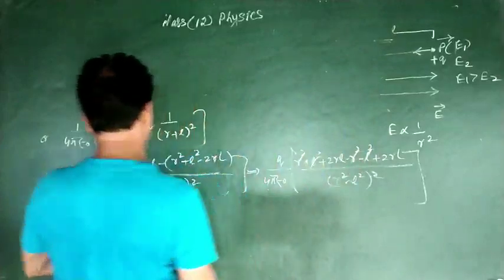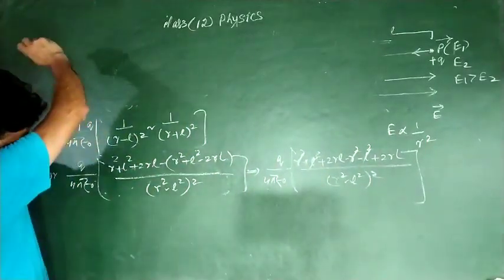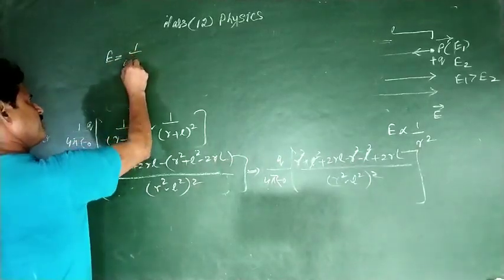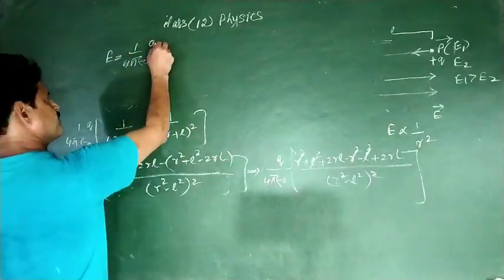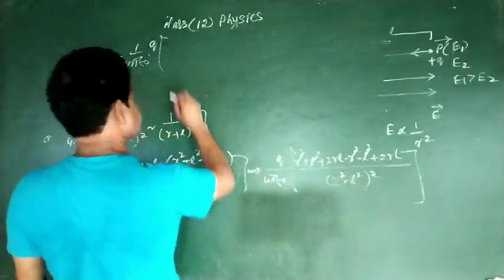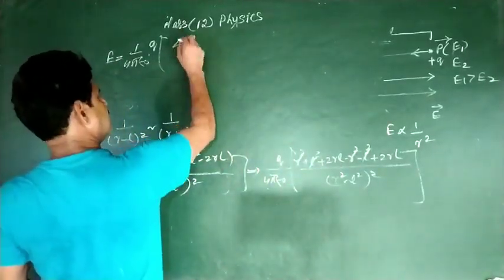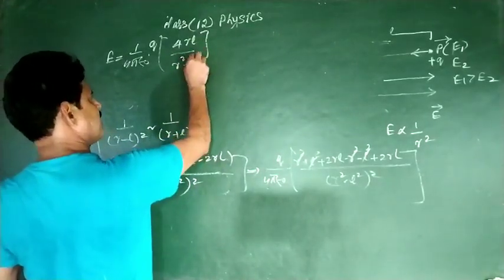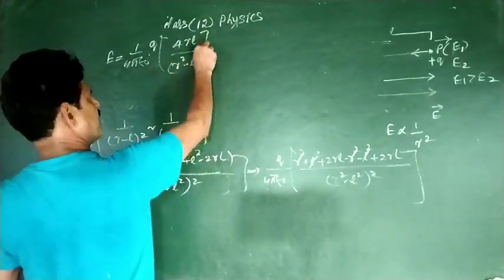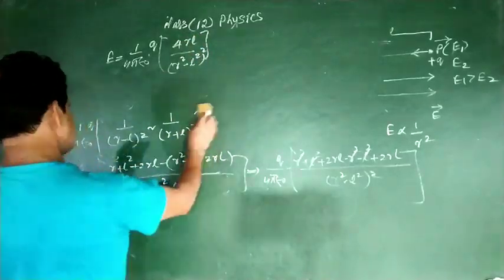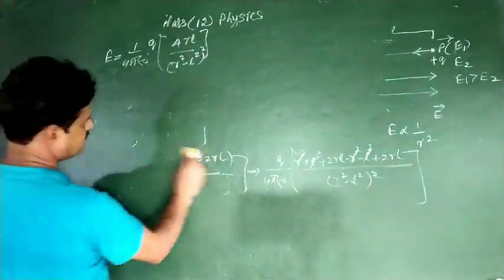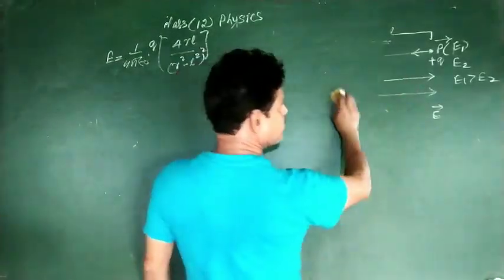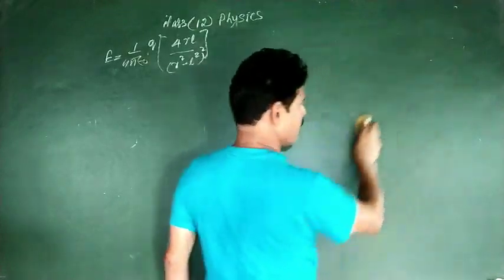Now we have to find the aggregate value. Then E is equal to 1 upon 4 pi epsilon 0 q times 4rl divided by (r square minus L square) whole square. This is the approximate electric field intensity created at the point P due to a dipole.